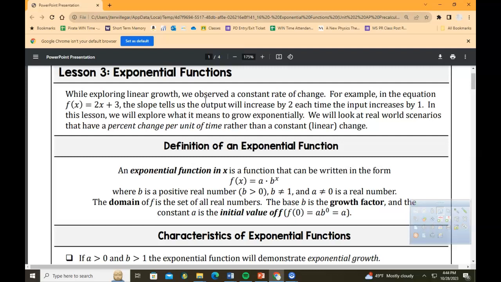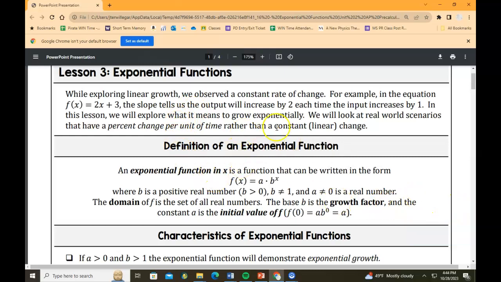Now we're going to look at real-world scenarios that deal with percentage changes per unit of time. So they aren't going to be constant. They're going to be exponential. All right, we've already kind of seen this when we did some of our sequences. So what is an exponential function?